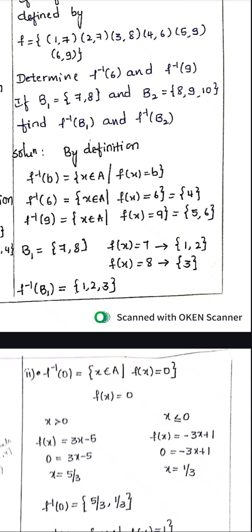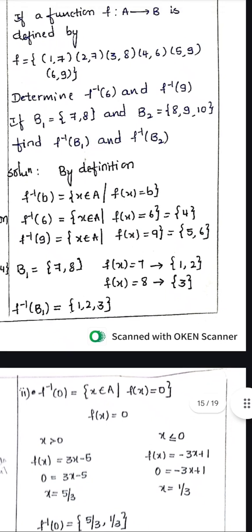Then for B1 equals {7, 8}, we have to find f inverse of B1. So f of x equals 7 for x is 1, 2. F of x equals 8 for x is 3. So f inverse of B1 is {1, 2, 3}.